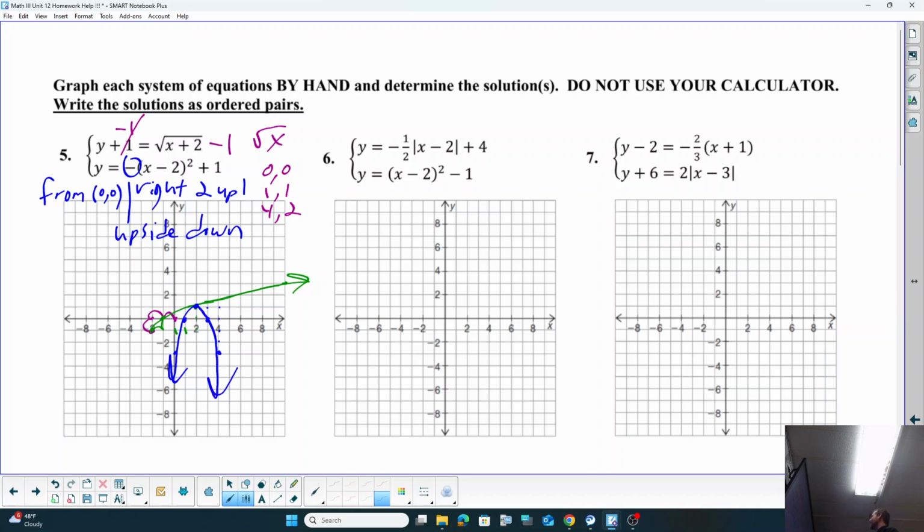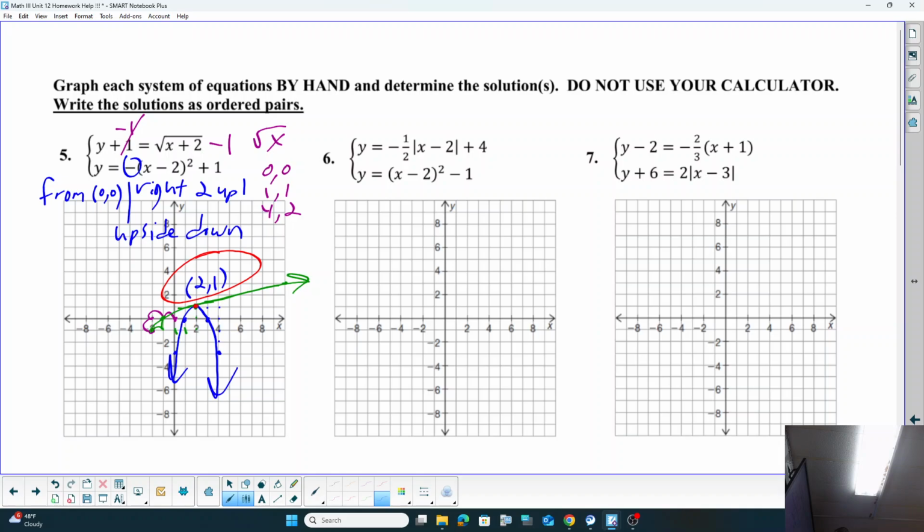So then, graph the system by hand, determine the solutions. Do not use your calculator, write the solutions as ordered pairs. So our ordered pair there is right 2, up 1. And so right 2, up 1 is our intersection. That's where the two intersect each other. Nice. Multicolored. So that's our intersection, over 2, up 1. So that's our answer.